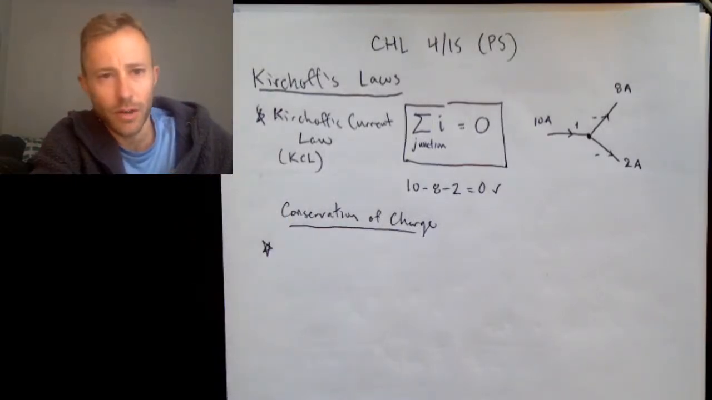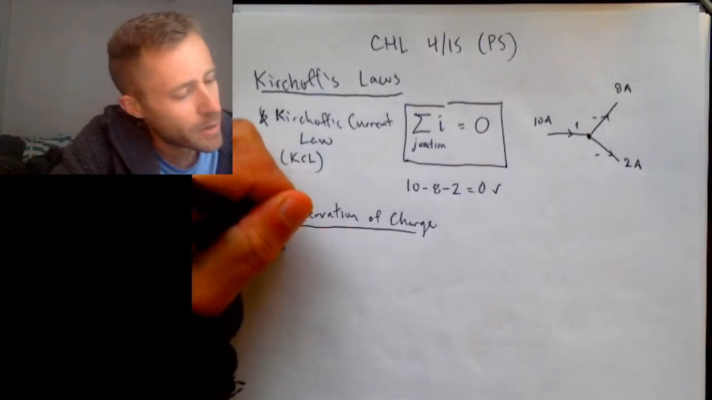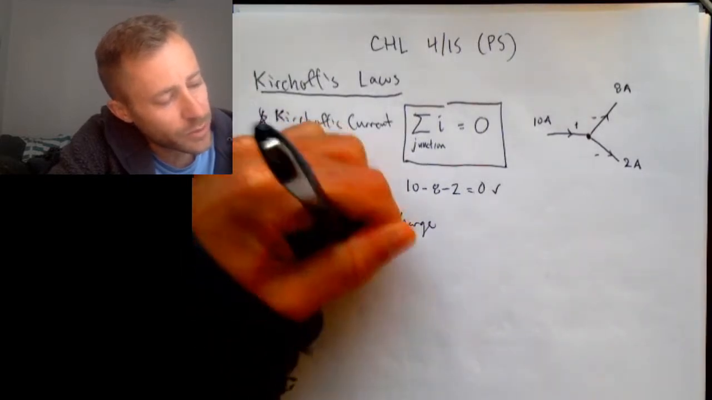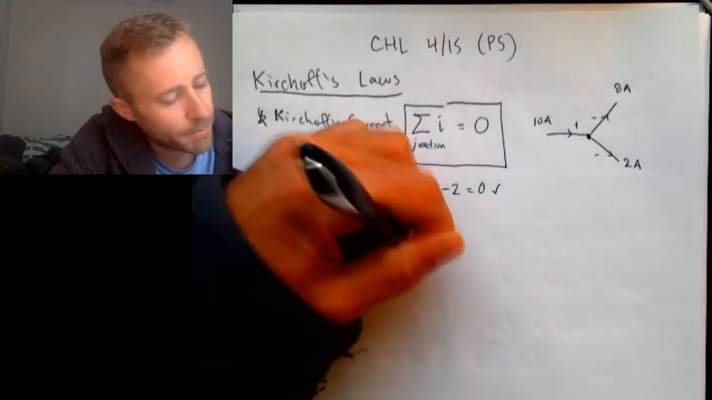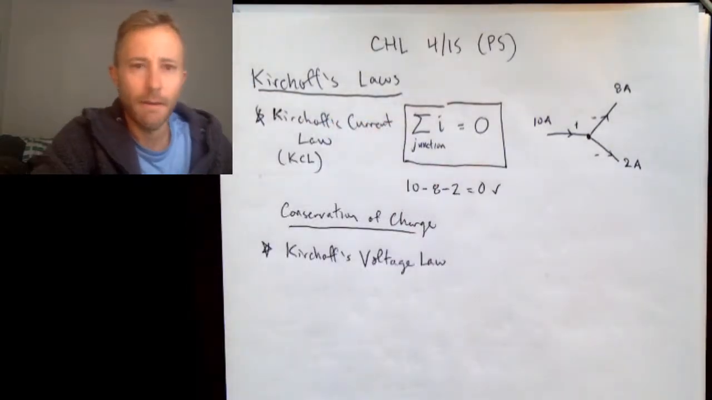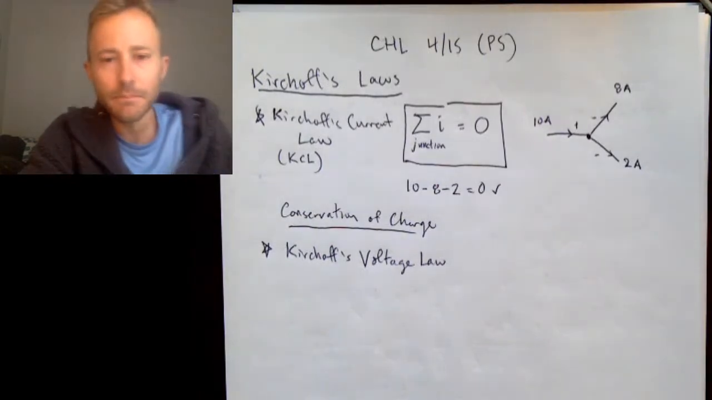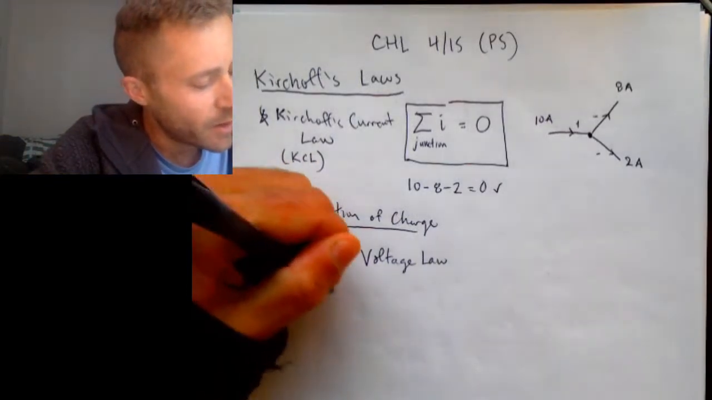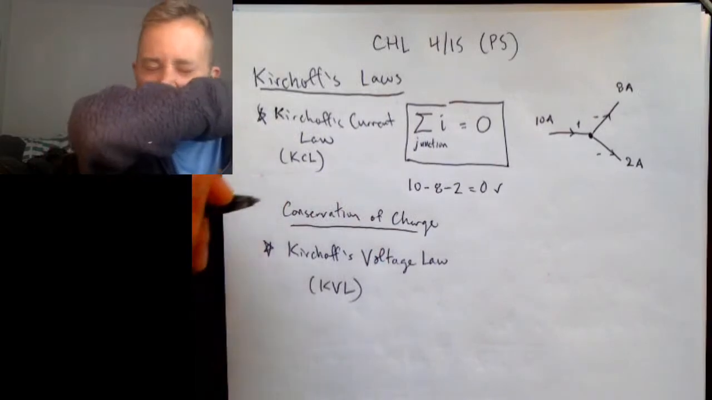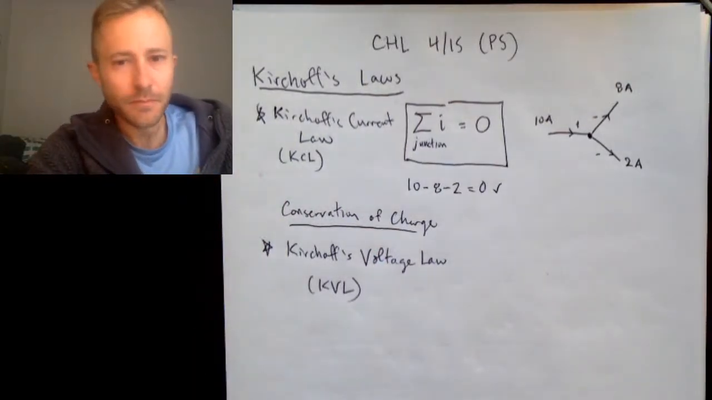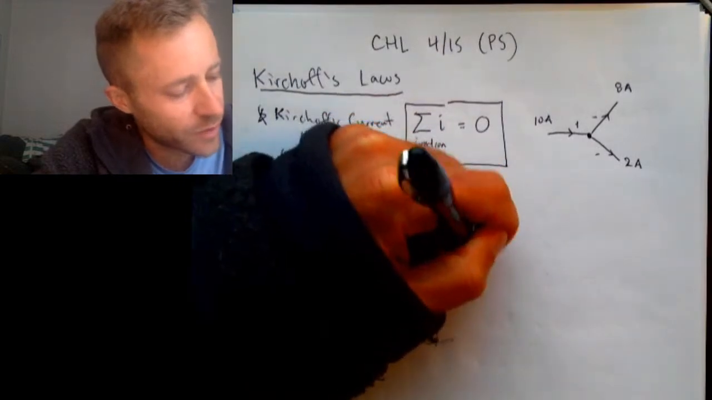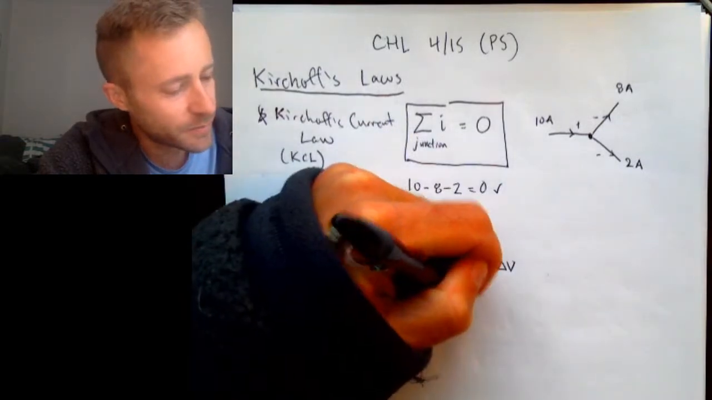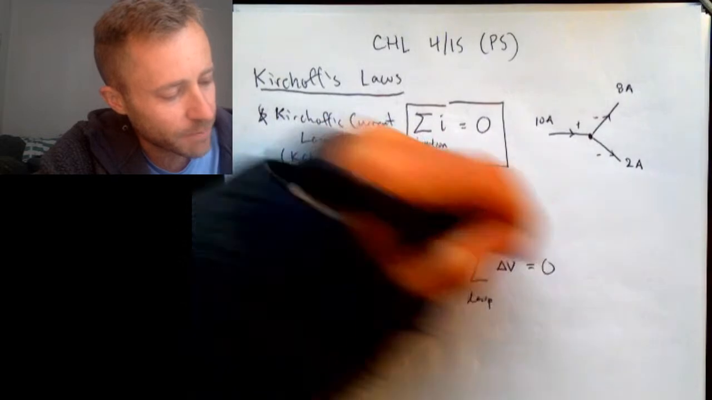The second of Kirchhoff's laws is a little bit trickier. It's called Kirchhoff's voltage law, which I will abbreviate as KVL. What it says is the sum of the voltage changes around any loop has to equal 0.